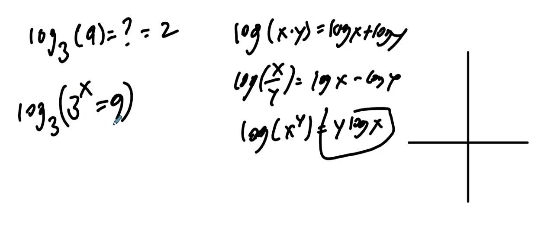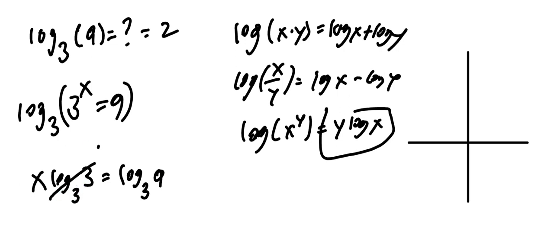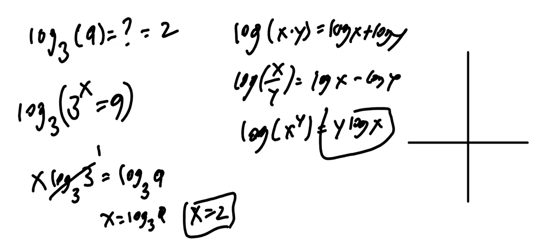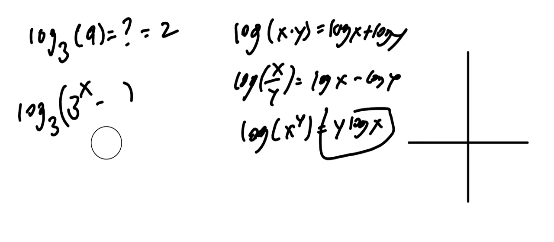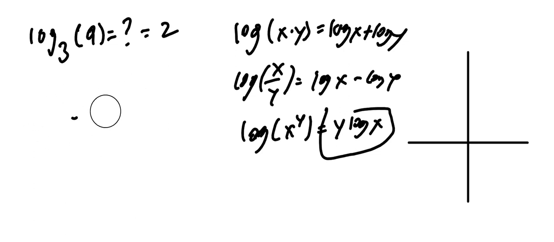So what we're going to do is we're going to have x log base 3 of 3 is going to equal log base 3 of 9. Log base 3 of 3 is just 1 because 3 raised to the 1 power is 3. So x is going to equal log 3 of 9. Log 3 of 9 we've already discussed is 2. So this is the way to solve it if it's not perfect or it's not a very common sort of answer that you can compute in your head.